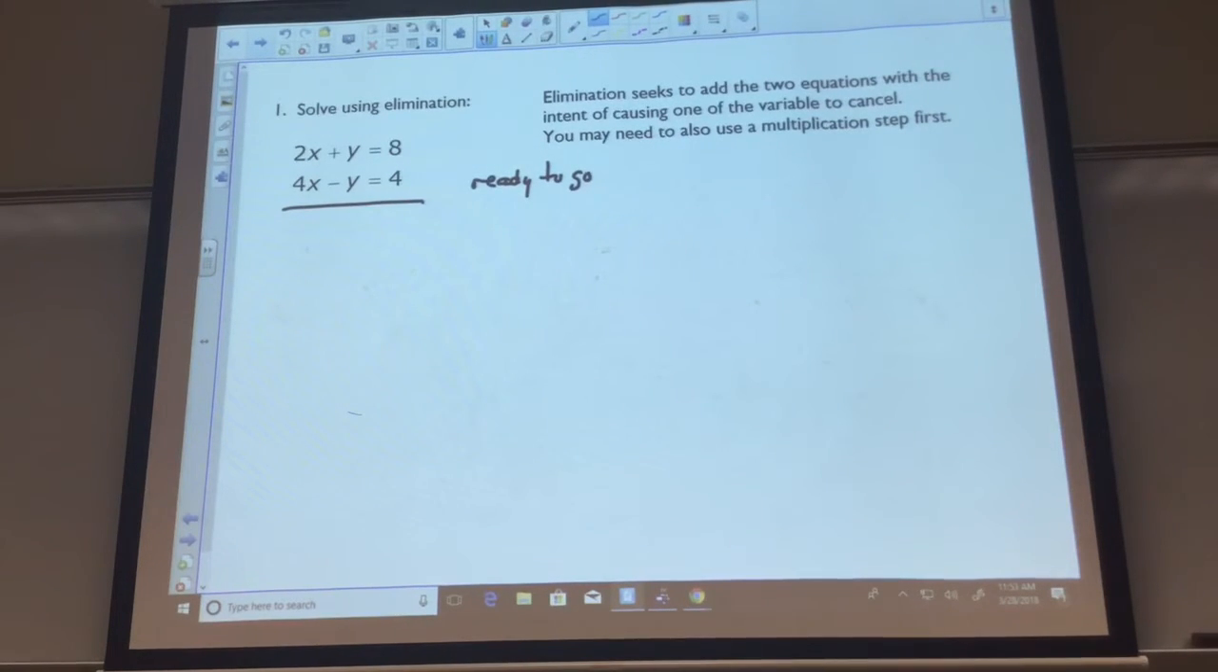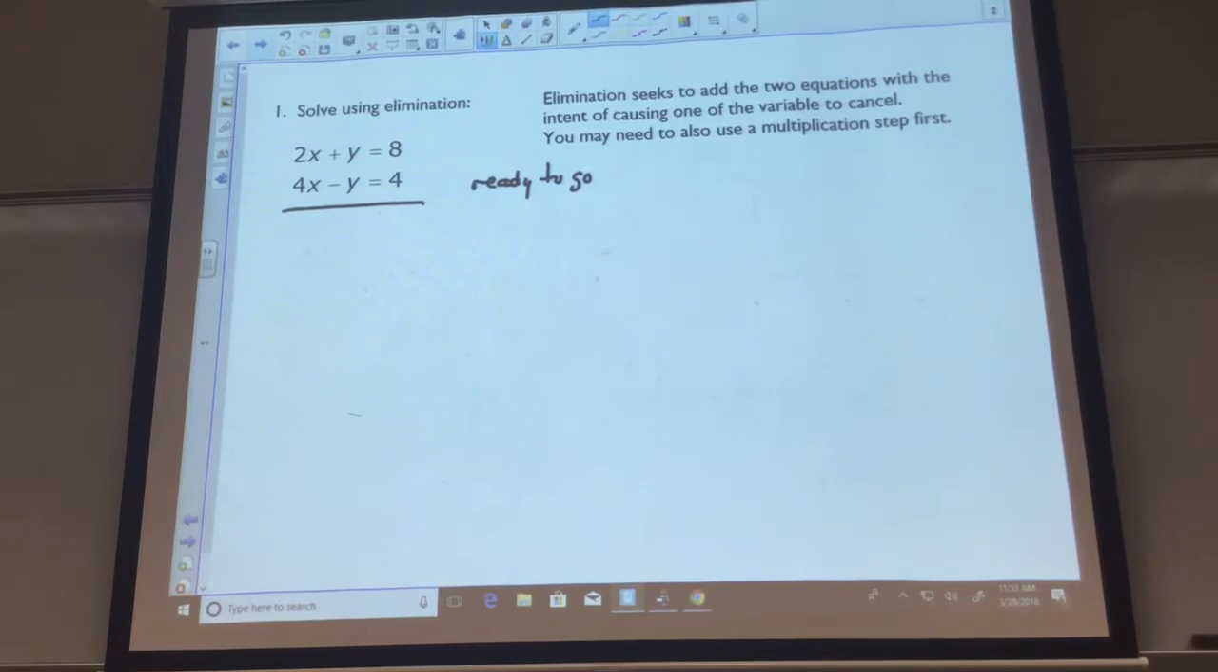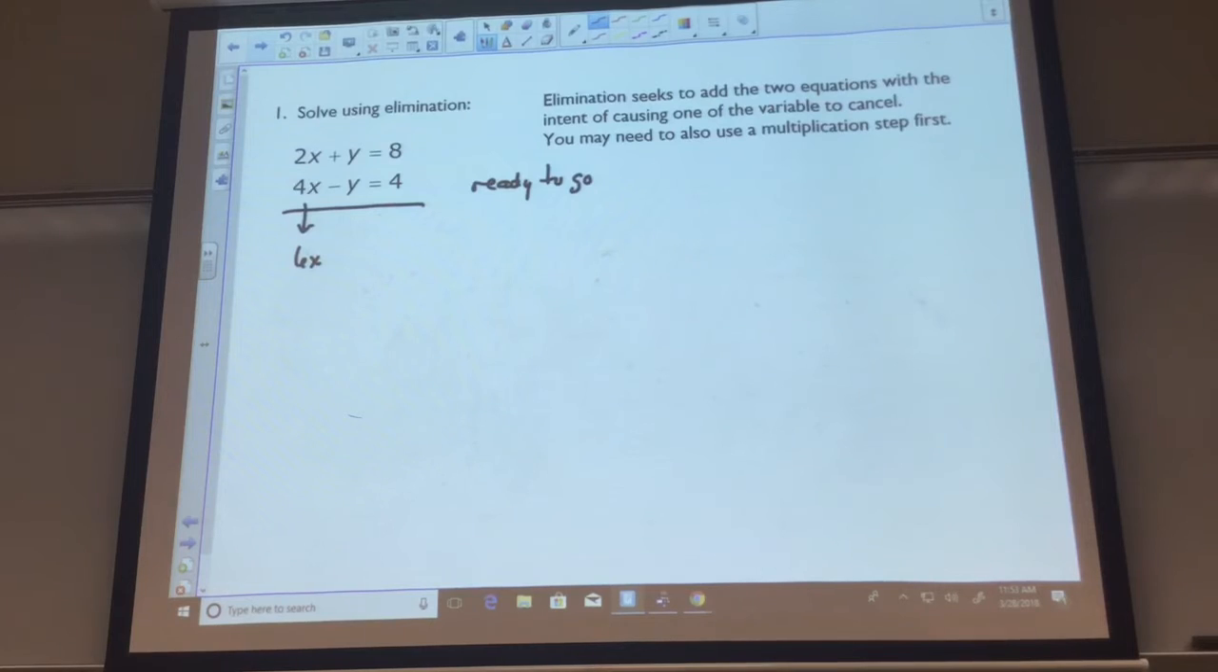When I add them together, what happens? The y's cancel out, so I'm left with a 6x. Y's go away. That was nice. And on the other side of my problem, I come up with a 12. If 6x is equal to 12, then doesn't it follow that x has to be a value of 2? So you have half of your answer pretty quickly.